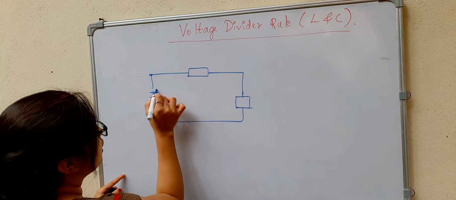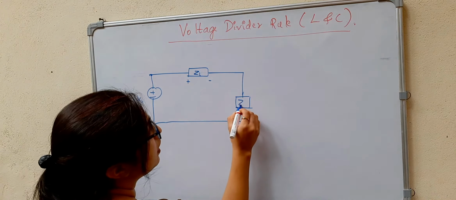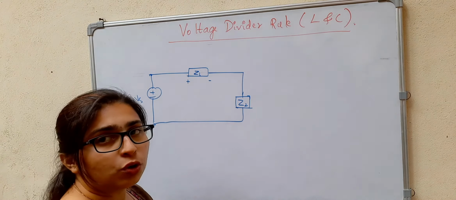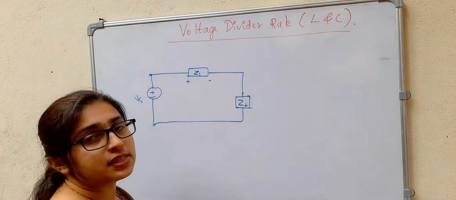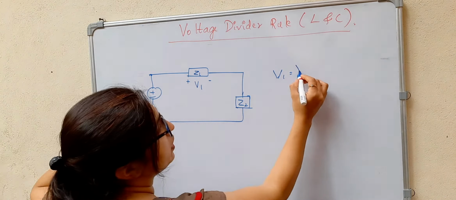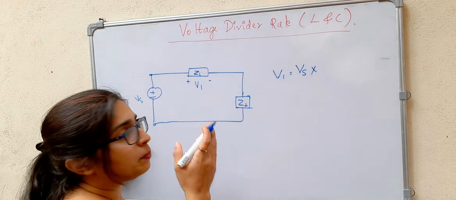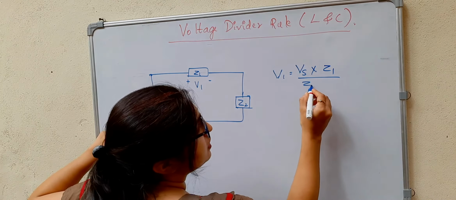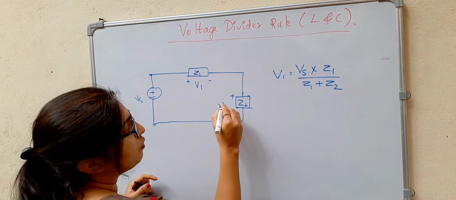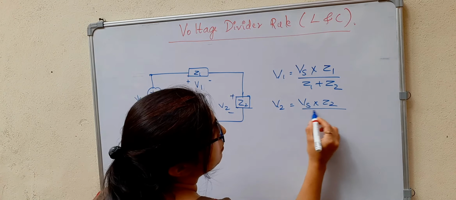If I have a voltage source Vs, then what will be this? If this is Z1, if this is Z2, okay, then what will be the voltage drop or voltage across this impedance, that is V1, that will be equal to the source voltage Vs into that particular impedance across which we are going to measure the voltage divided by sum of the impedances. Okay, that is V1. If this is V2, then V2 is equal to Vs into Z2 divided by Z1 plus Z2.